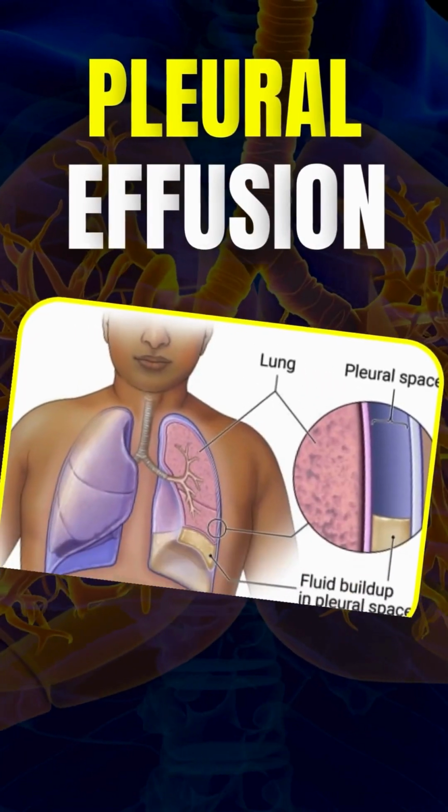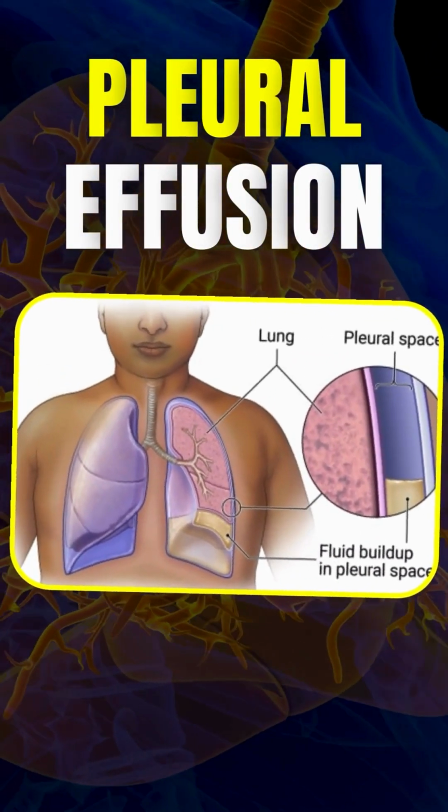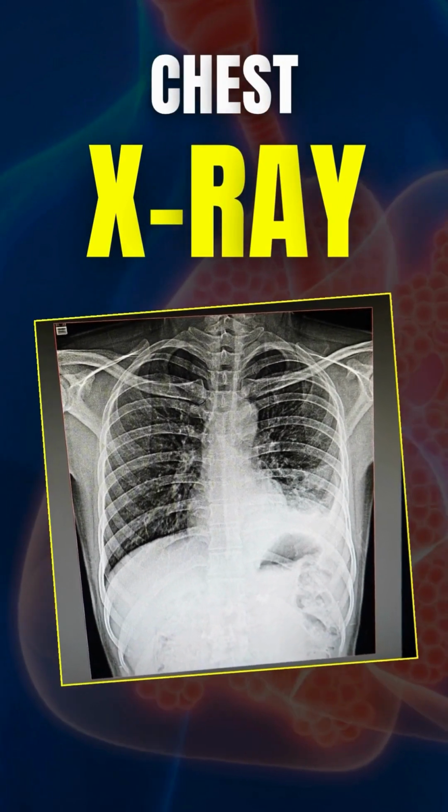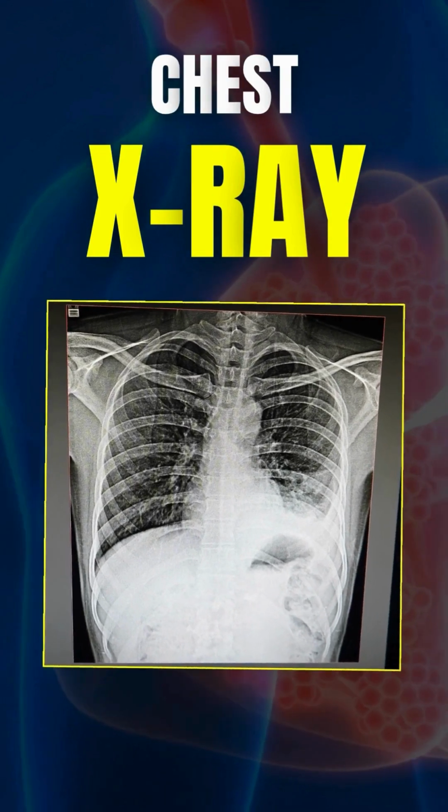Pleural effusion in the lungs. When suspected, how do you diagnose it? We have to do a chest X-ray. Now, on a chest X-ray, we can roughly quantify the amount of effusion that is present. And on an ultrasound, we can actually take a good volume measurement of the fluid.